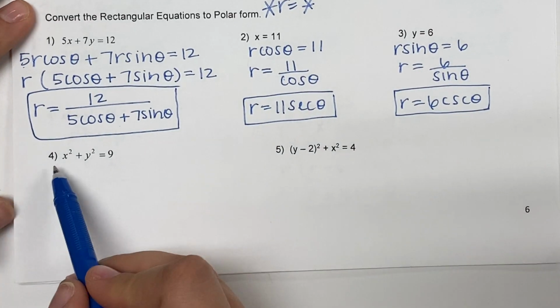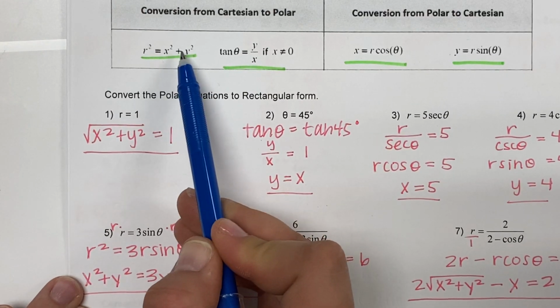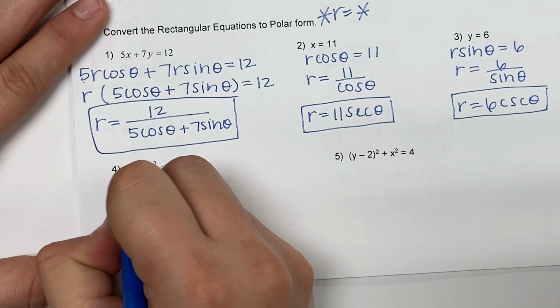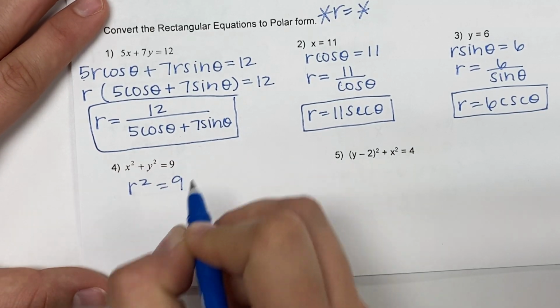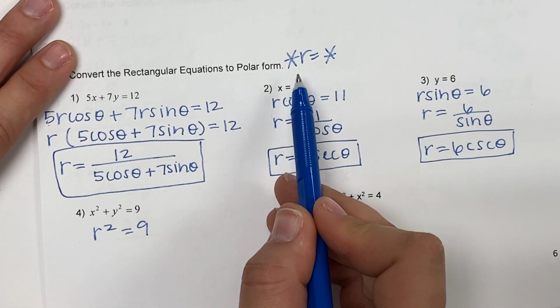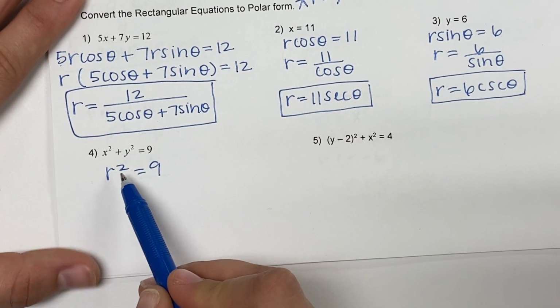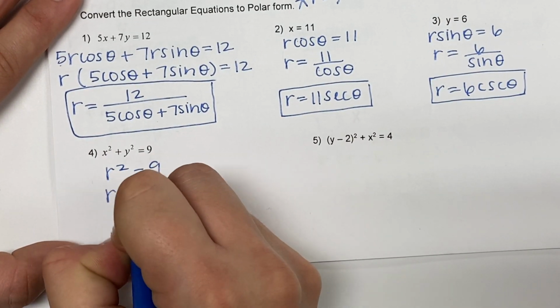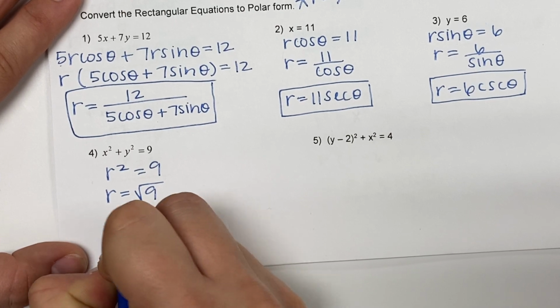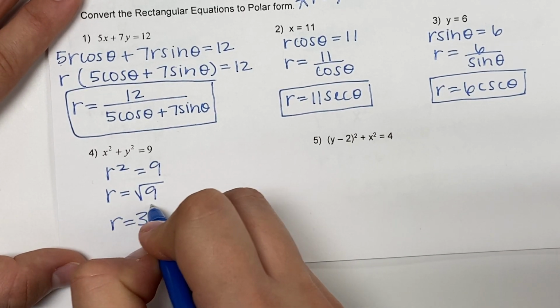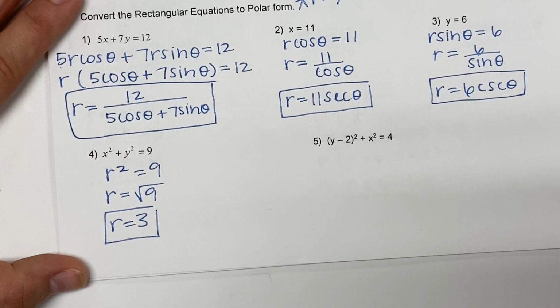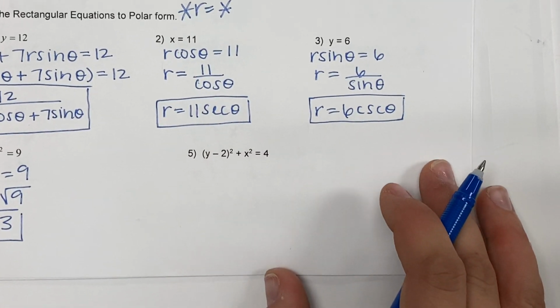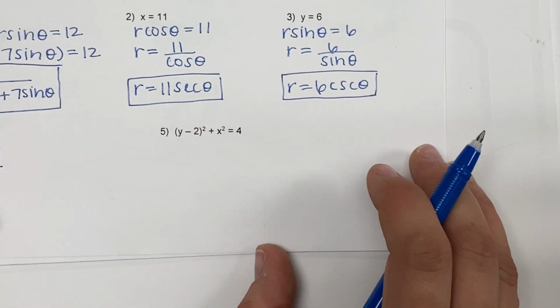Number 4, x squared plus y squared. Here it is. That's r squared. Okay, it's not completely in r equals. I have to get rid of the squared by square rooting. So that means r is 3. That was easy.